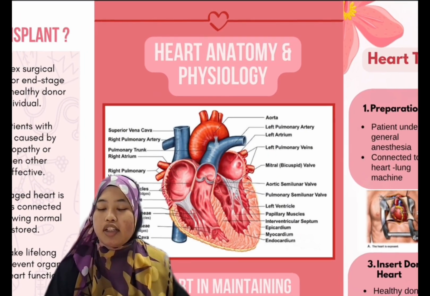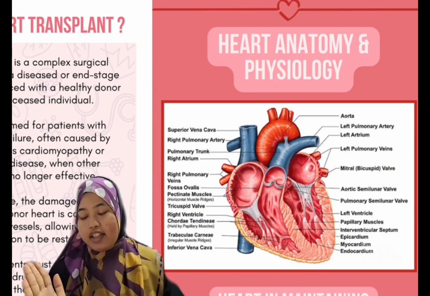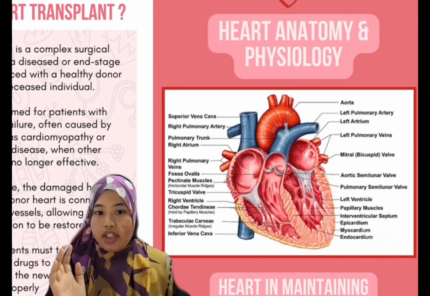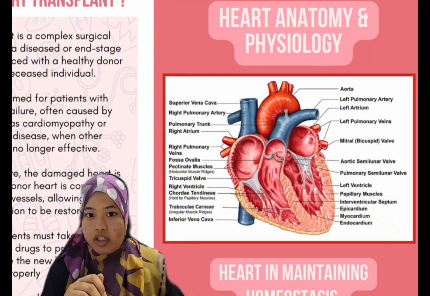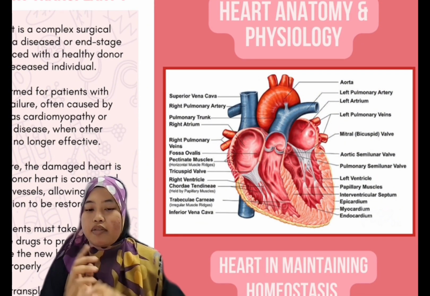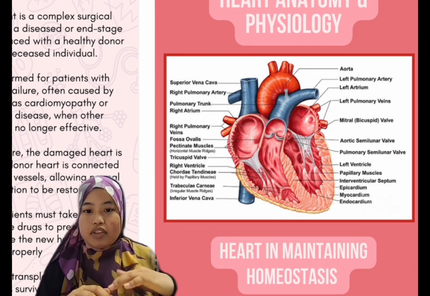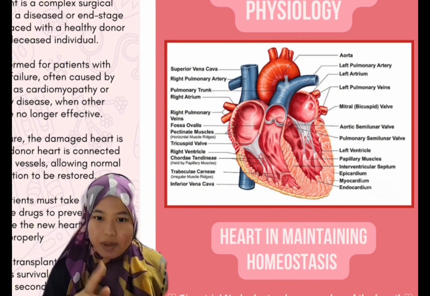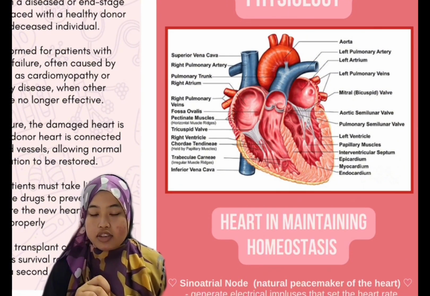Next, we move on to anatomy of the heart. The heart is divided into two sections, the right side and the left side. On the right side, oxygen-poor blood enters through the superior and inferior vena cava into the right atrium. From there, it passes through the tricuspid valve into the right ventricle, where it is pumped to the pulmonary trunk to the lungs.